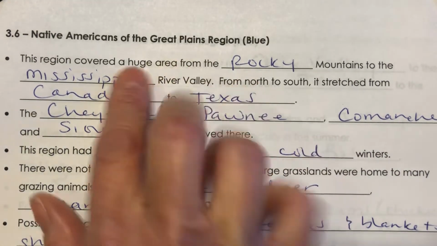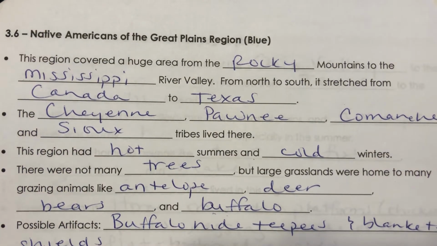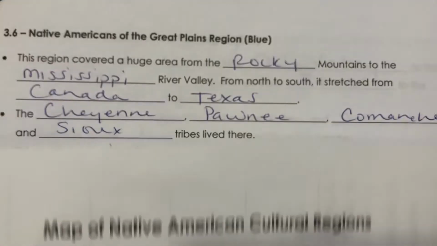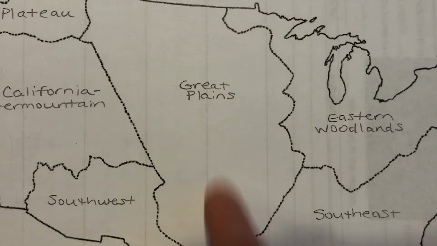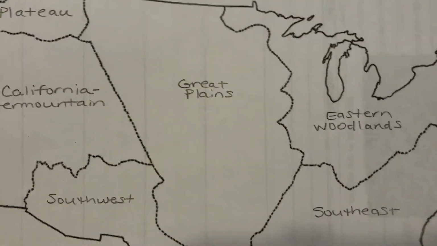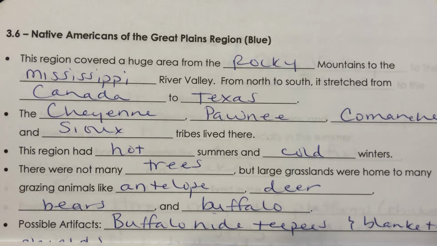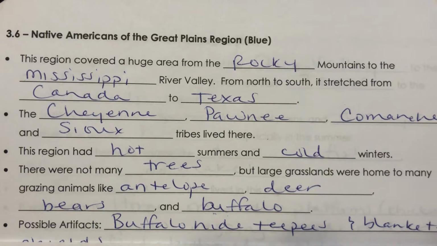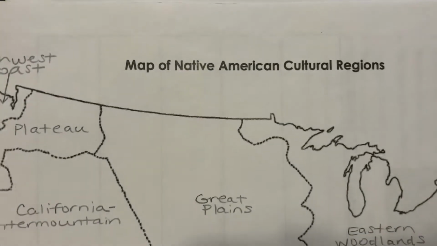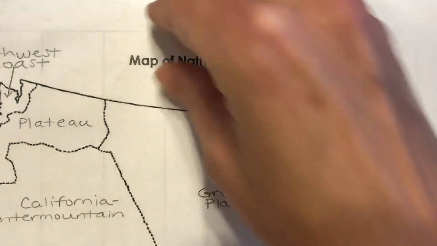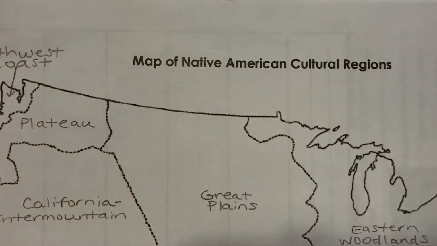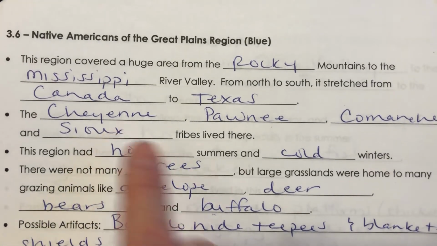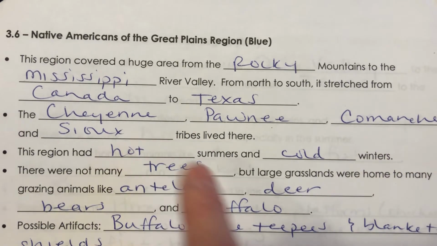So first off, section 3.6, the Native Americans of the Great Plains region. On your map, you should have colored the Great Plains region blue. I don't know if you noticed, this is a very, very large region. Right in the center of your map, the Great Plains. It says that it covered a huge area from the Rocky Mountains to the Mississippi River Valley. From north to south, it stretched from Canada to Texas. So up here, I know we don't see up here, but this is Canada, and right down here, this is Texas. So all the way from Canada to Texas means from the top of the United States all the way down to the bottom. The Cheyenne, Pawnee, Comanche, and Sioux tribes lived there.